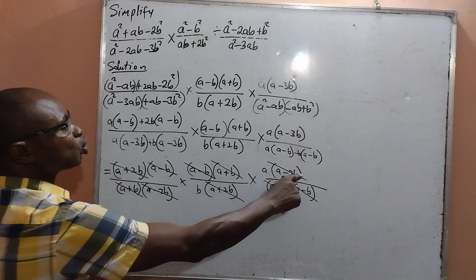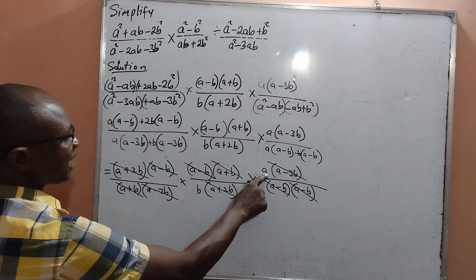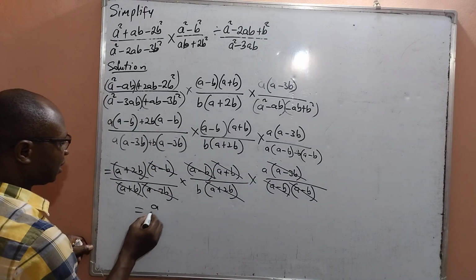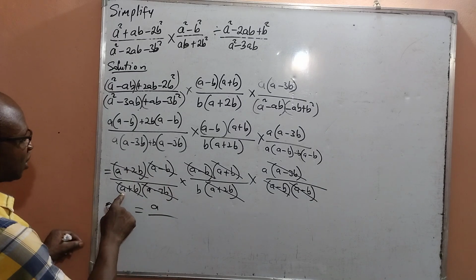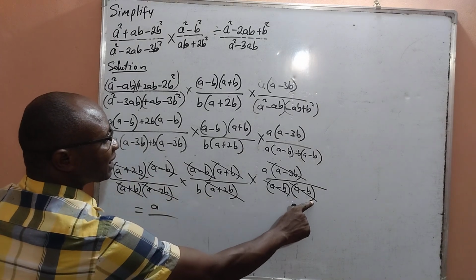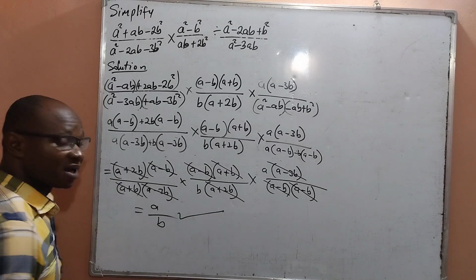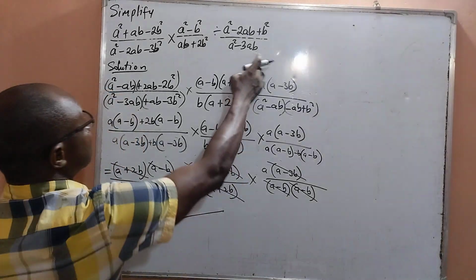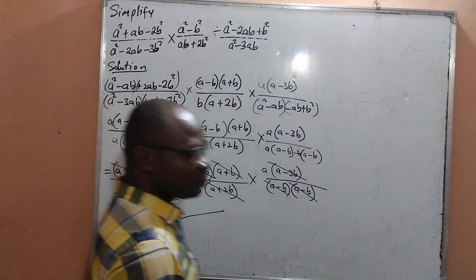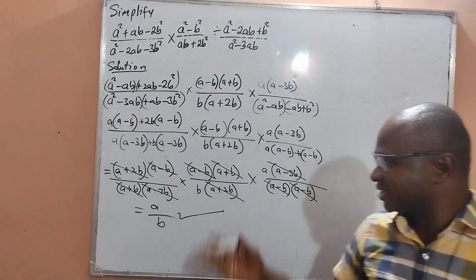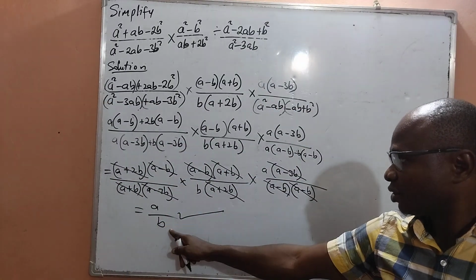At the numerator, the only thing I have left is this letter A, which is now A. And at the denominator, if you watch out carefully, the only term I have left is B. This is our final answer. A all over B. So the simplification to the algebra on the board is simply A all over B.